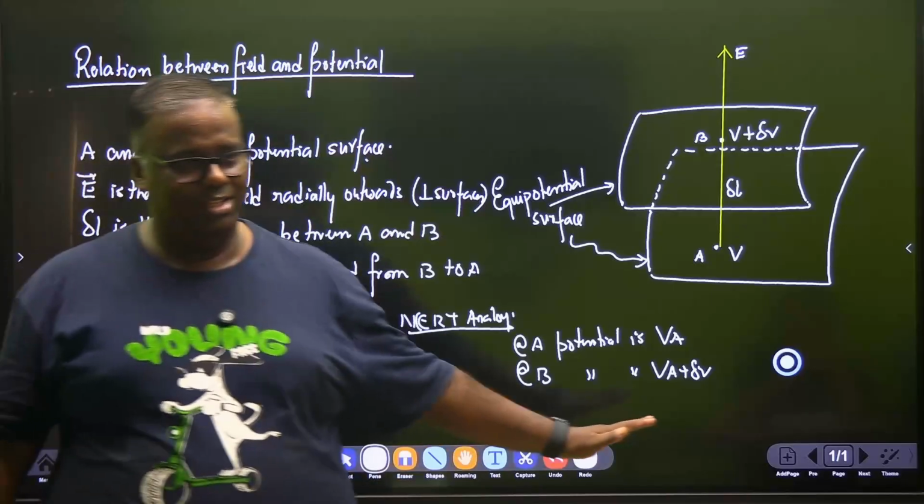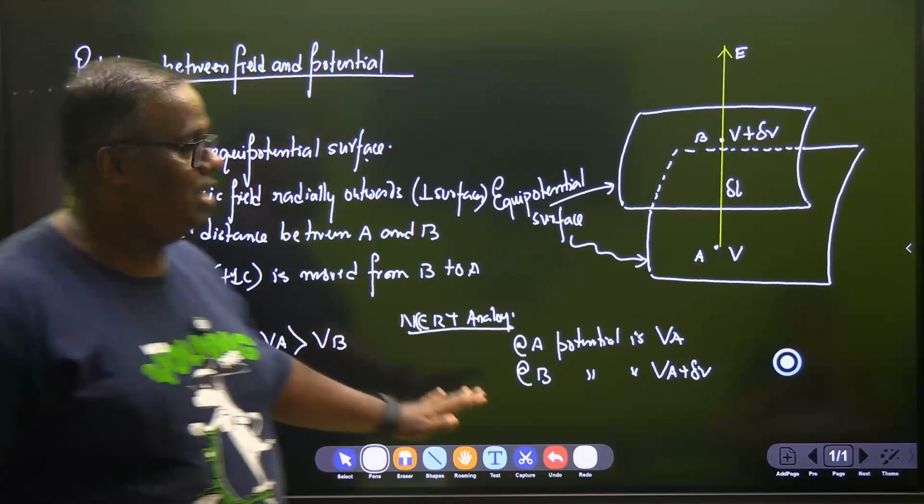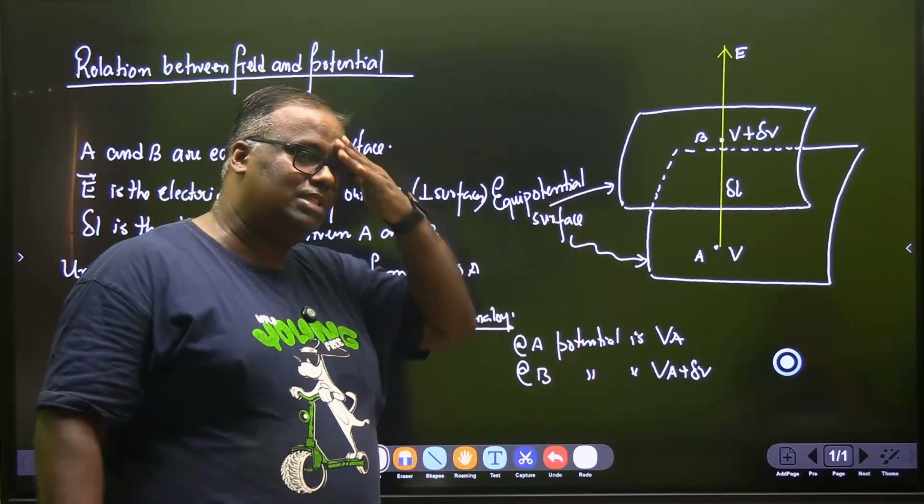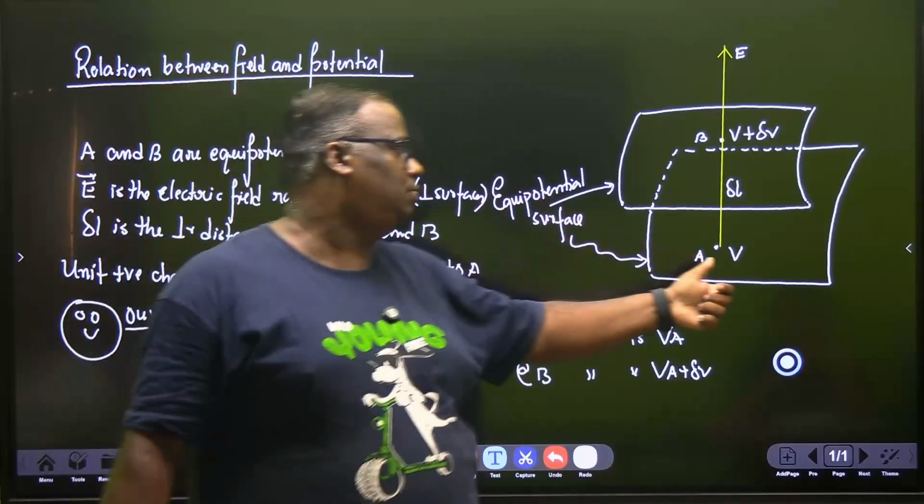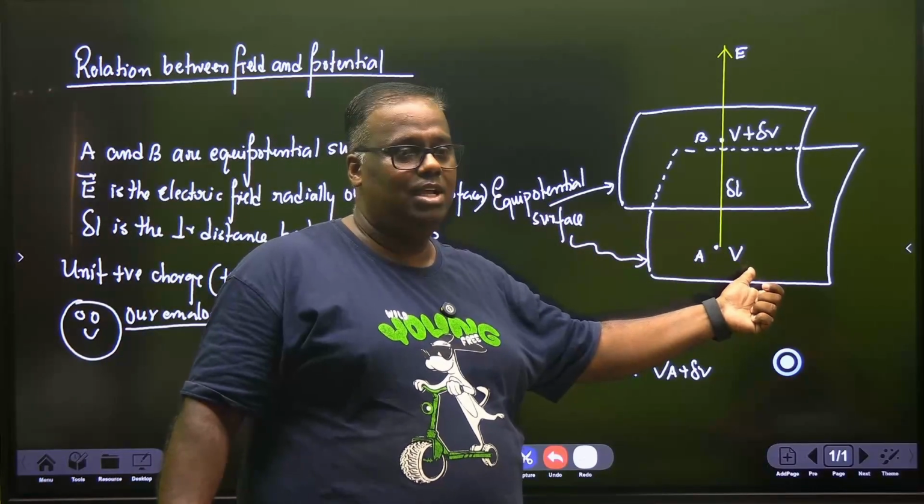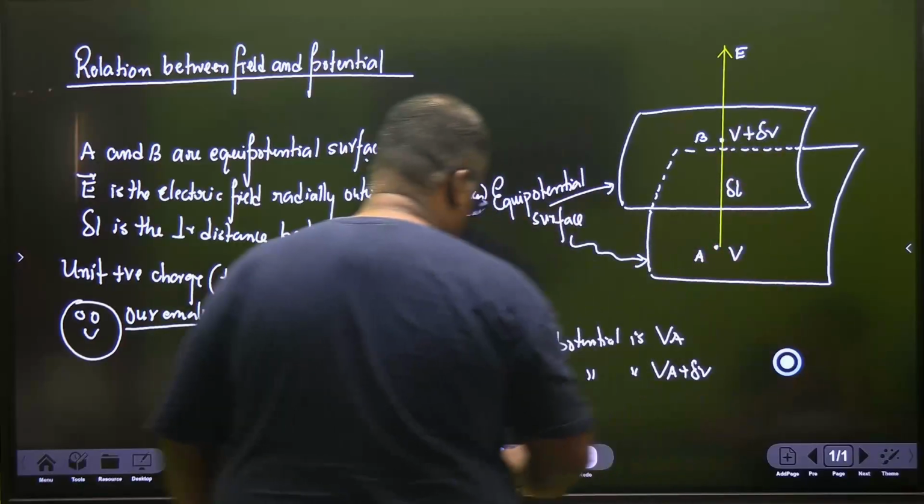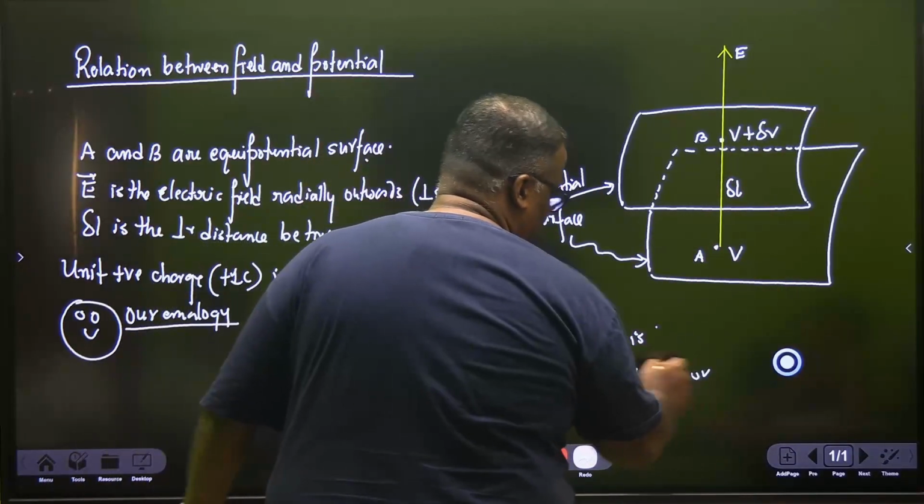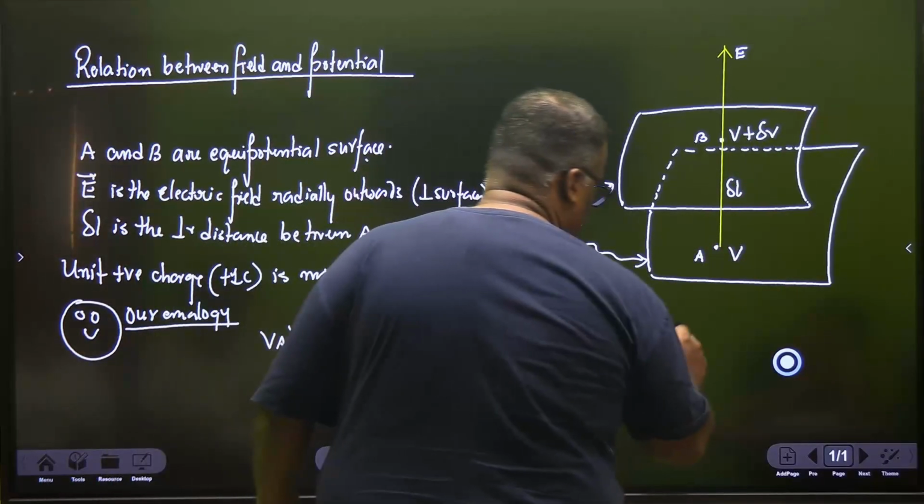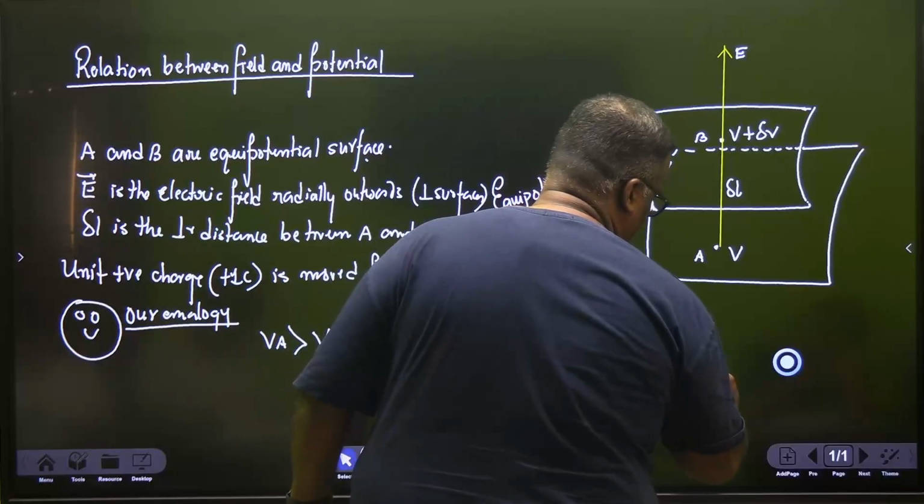That's the story, okay? That's the story. Many children, while reading this, the first thing they will say, let the potential at this surface be equal to V, and let this be equal to V plus delta V. Sorry, I just mentioned it as VV. It is V, and this is V plus delta V, right?